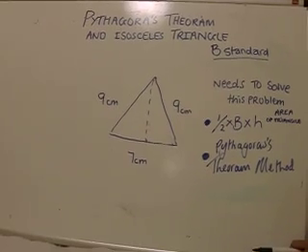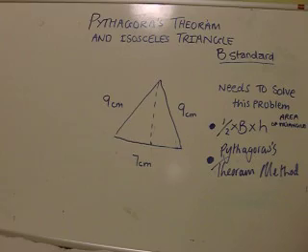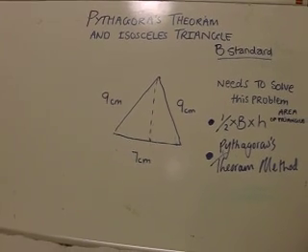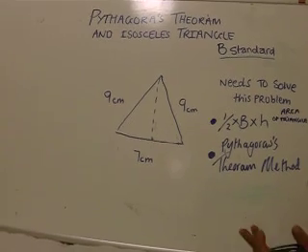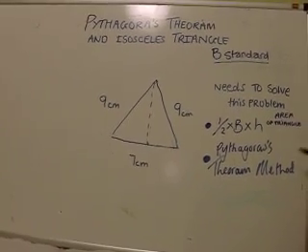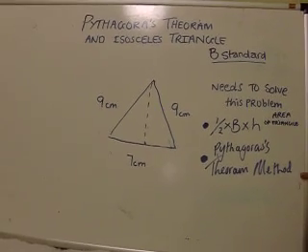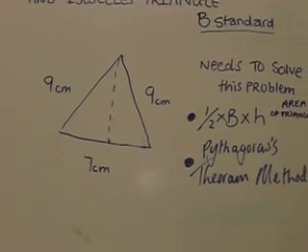This problem is of B standard, and it may come up in a GCSE exam, so you might as well learn it. And what do you need to solve this problem? Well, you need to know the formula for the area of a triangle, and you need to know the Pythagoras' theorem method, and know how to inverse it and use it in different ways.